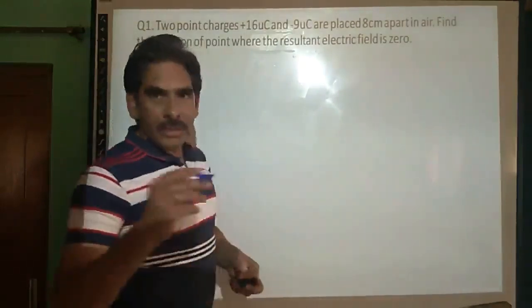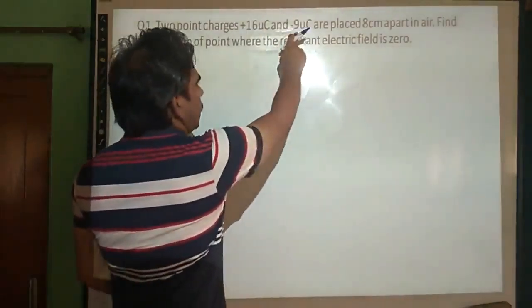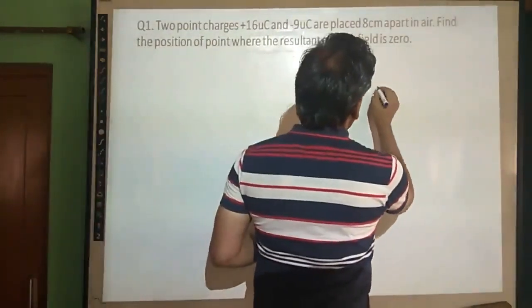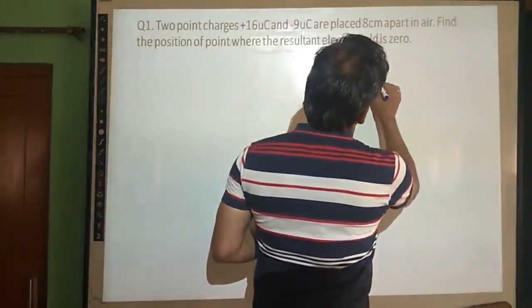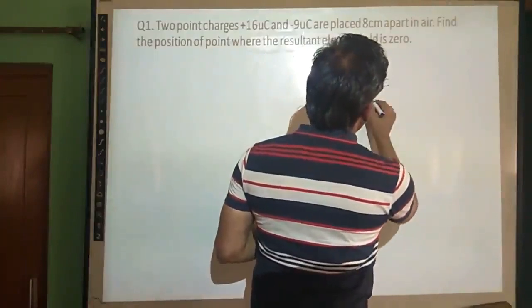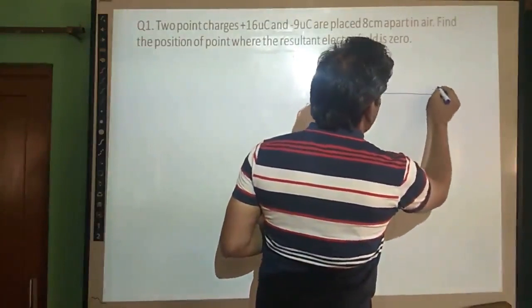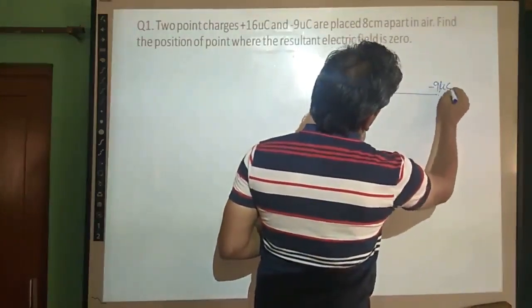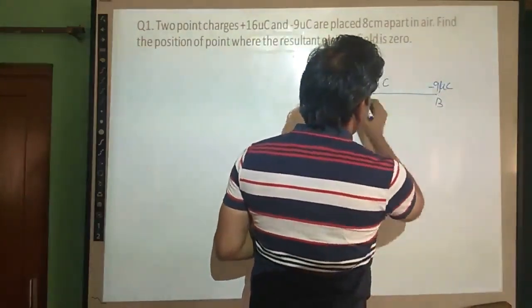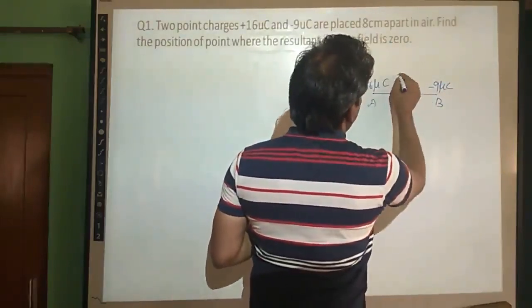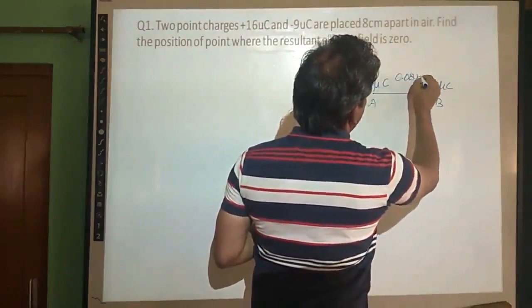So to start with, we have to draw the situation into a diagram. We are given two charges. One is plus 16 microcoulomb, which is at point A, for example. Another charge, which is minus 9 microcoulomb, at point B, and these two charges are separated by 8 centimeter, which we can write as 0.08 meter in the SI system.